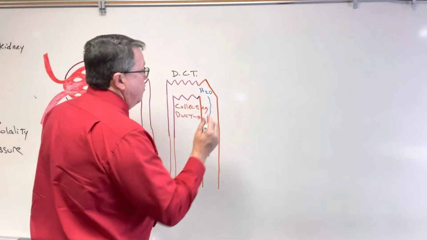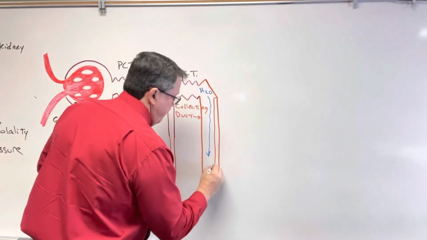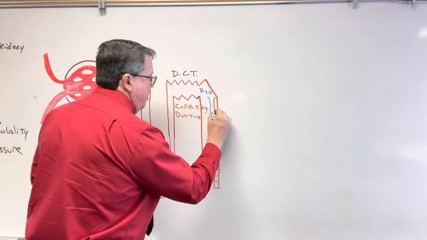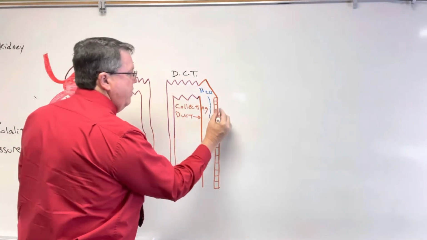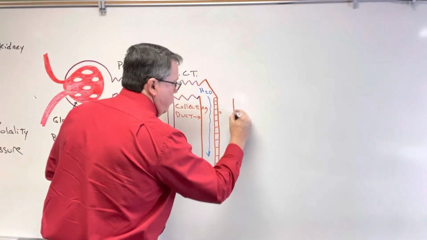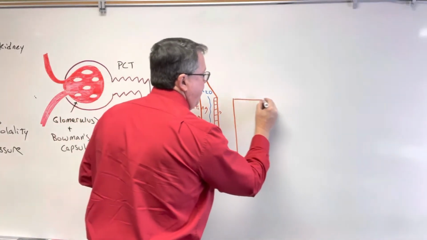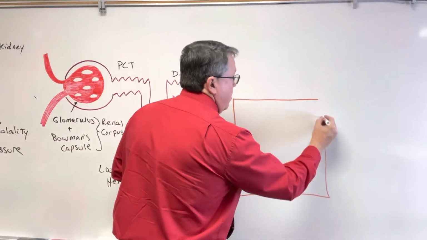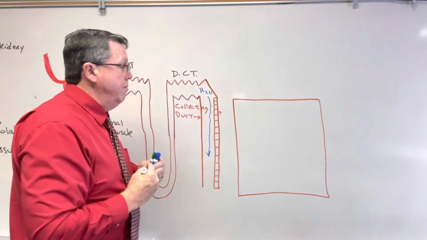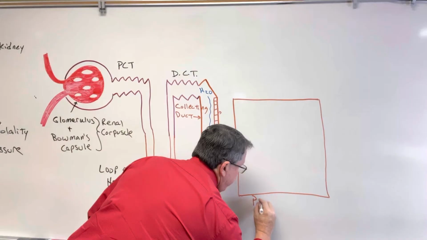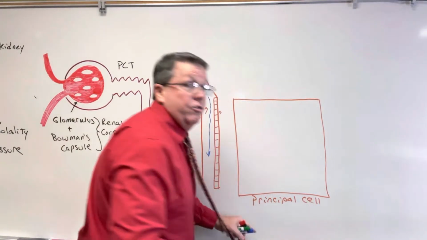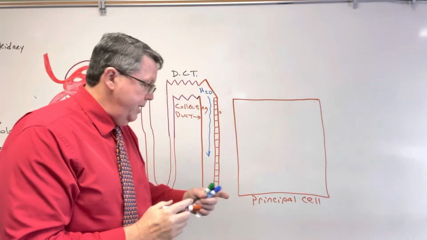On the collecting duct, we have cells here. Okay, we have these cells here. And what we're going to do is look at one of these cells. So I'm going to take one of these cells right here, and I am going to make it larger. All right, so let's make it larger, okay? So we'll come, and this is called a principal cell. That's called the principal cell, okay? We're going to come back to this in just a minute.